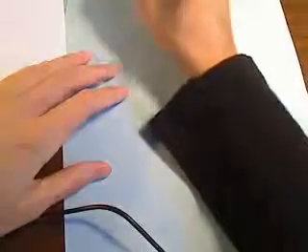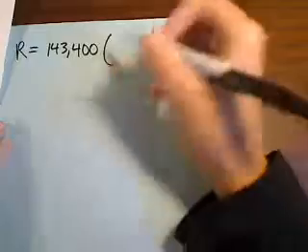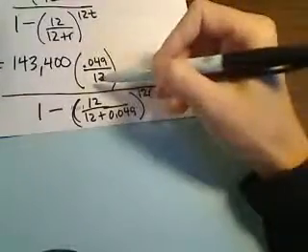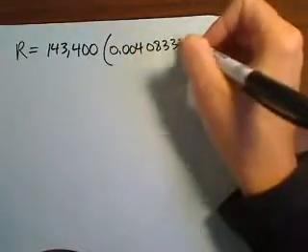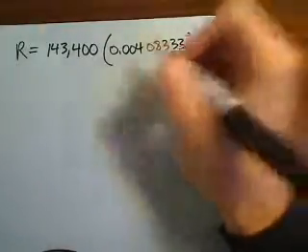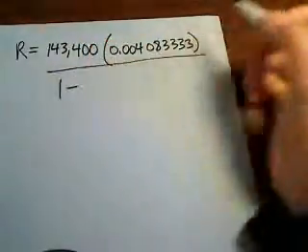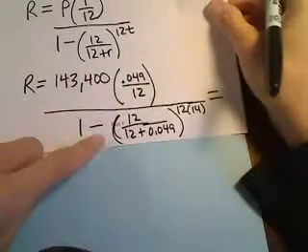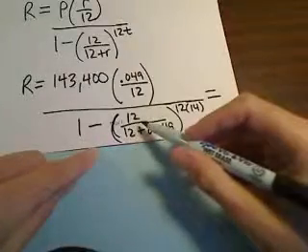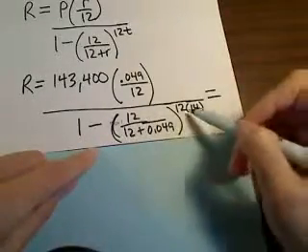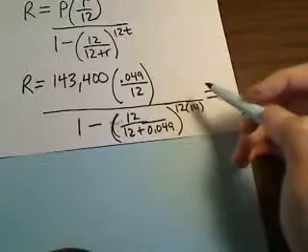So R is equal to 143,400 times, and I went ahead and did this division right here, and I ended up with 0.00408 and then a bunch of 3's. In the bottom it's going to be 1 minus this taken to that power. I'm going to do this division first, and then I'm going to have to take it to that power before I can subtract from 1.